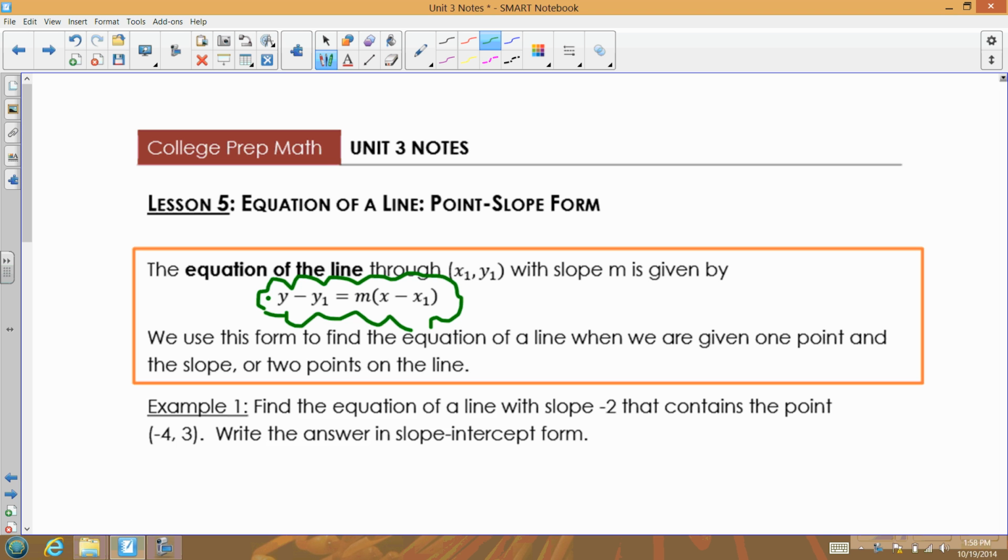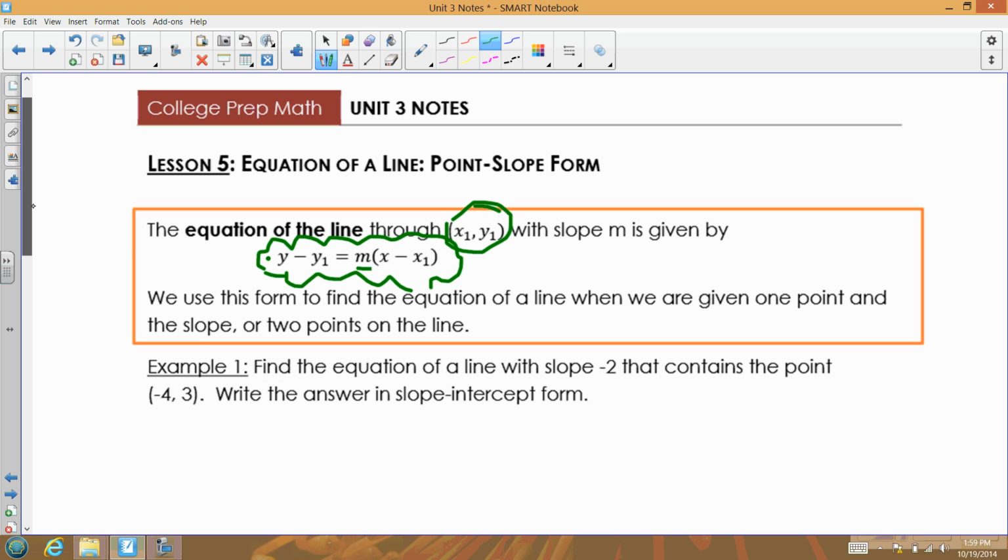And the reason why it's called point slope form is because in order to write the equation, you have to know the slope, and then you have to know a point. So the point is going to be this x1 comma y1. The subscripts with the ones don't really matter. It's just saying that it's some coordinate that you're going to plug into this equation. So let's look at an example for this.